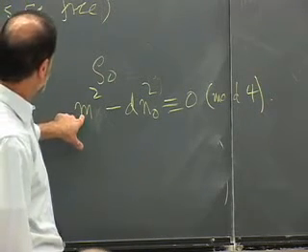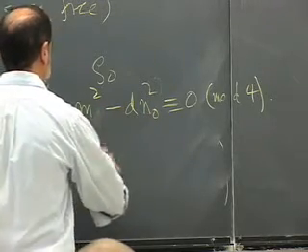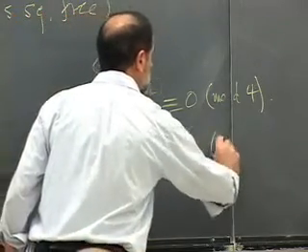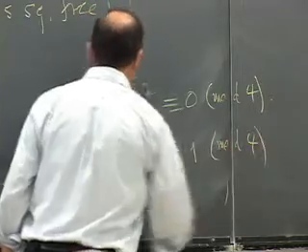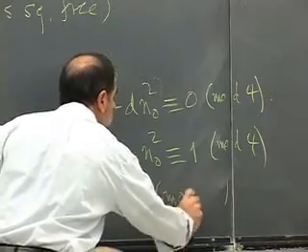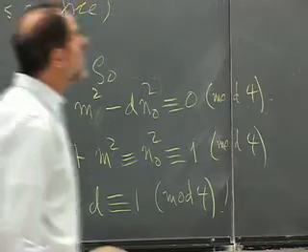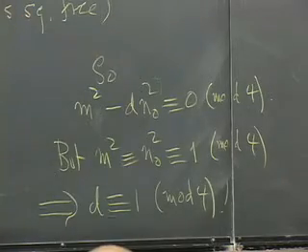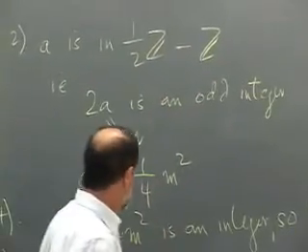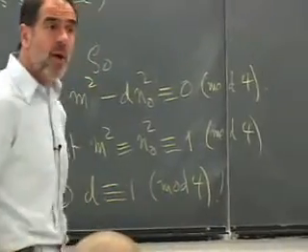Now, look at this. This is an odd number, so its square is congruent to 1 mod 4. Same thing with n0. So this shows that you have to have d congruent to 1 mod 4. Namely, you can't do this for every d. The only way you can get extra algebraic integers where a and b are not both integers would be to have a a half integer, b a half integer, and d congruent to 1 mod 4.